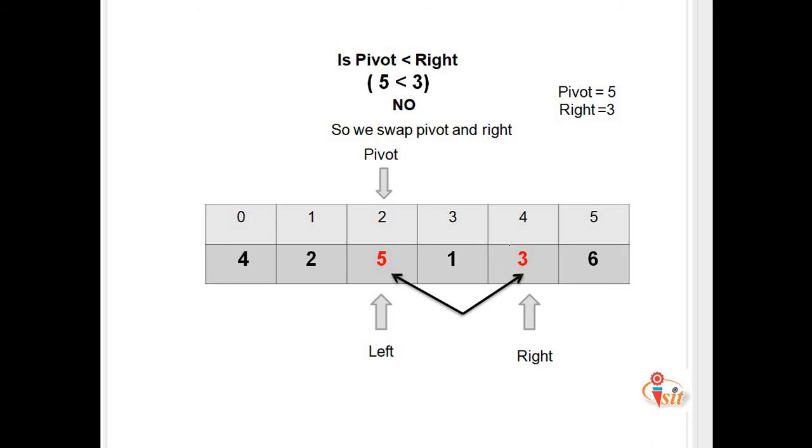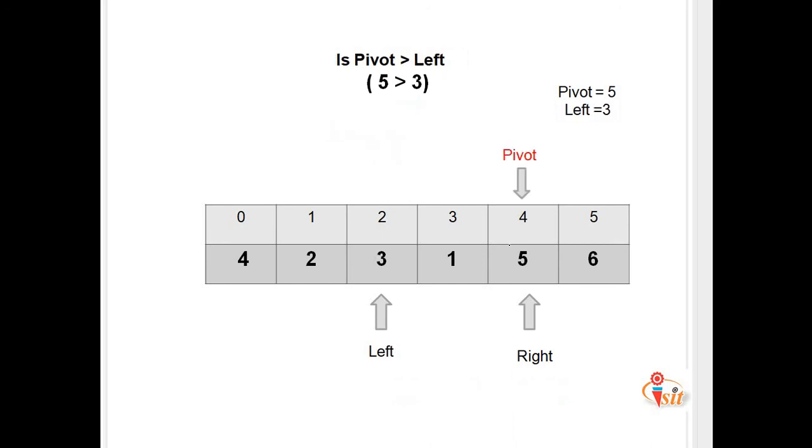with the right. So the pivot is going to be swapped with the right, and we also move the pivot element to the right. So again the pivot and right are both at the same position. So we got the pivot as well as the right. Now we are going to consider the left element.